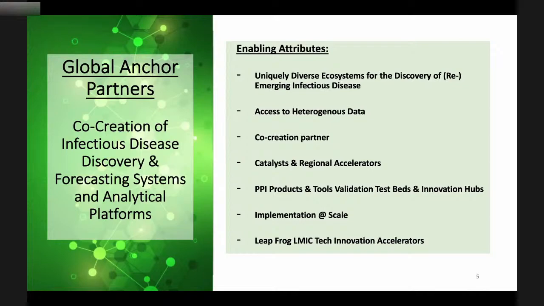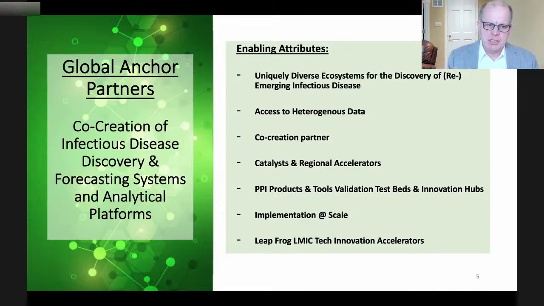Enabling anchor partners are apex international scientific and health institutions, but they're all placed in uniquely diverse ecosystems that are conducive for the discovery of different emerging infectious diseases. We can get access to heterogeneous data. They are qualified as co-creation partners, but also, when you think about a hub and spoke model, they can proliferate best practices out to networks in the region. So we can establish a common reference framework, and they can serve as the co-creators, validation testbeds, and innovation hubs.